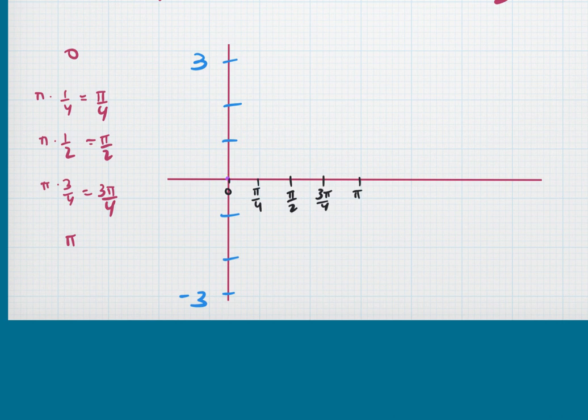Now I start at 0. I'd go up to 3. I'd come back down to 0. I'd come down to -3, and I'd come back up to pi.